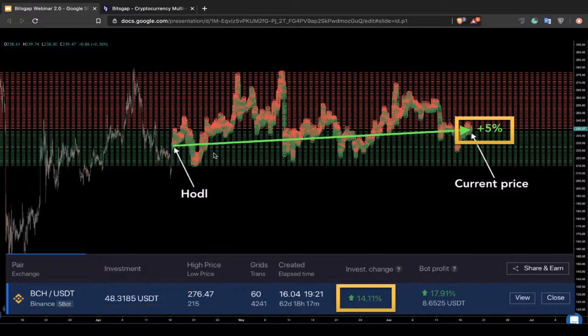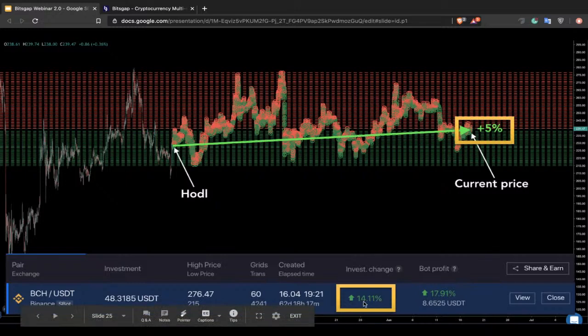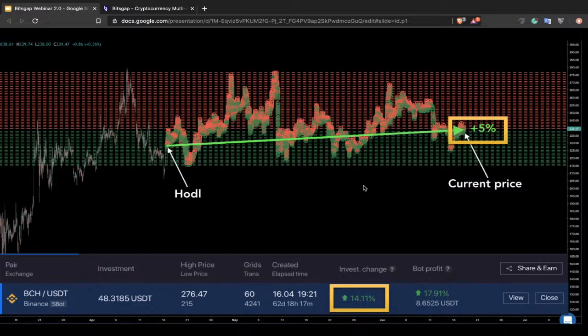So here's the perfect example for you to see how automated trading allows you to maximize your returns on this sideways market. Once again, if you would simply hodl Bitcoin Cash, from that point up to the current price, you would be only up 5% return on investment. Whereas with automated trading, that's almost 3 times higher return, 14.11%.